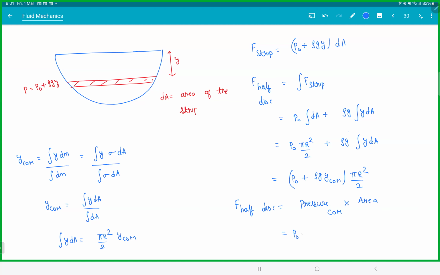In our case, what is the center of mass of half disk? Anyone remembers? 4r by 3 pi.